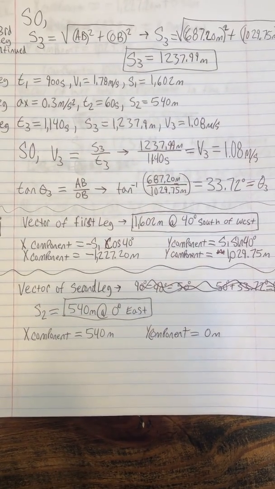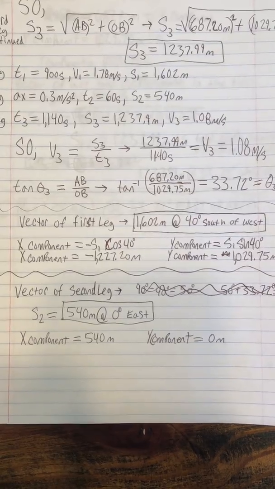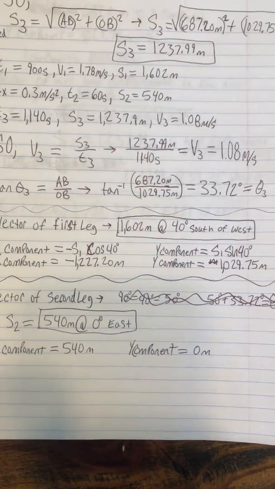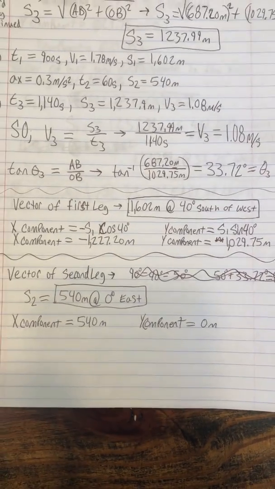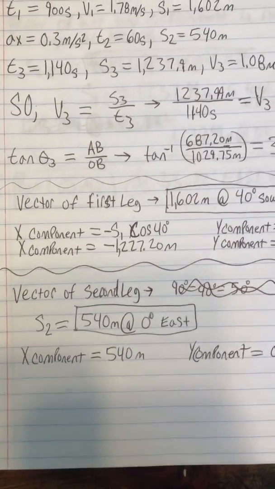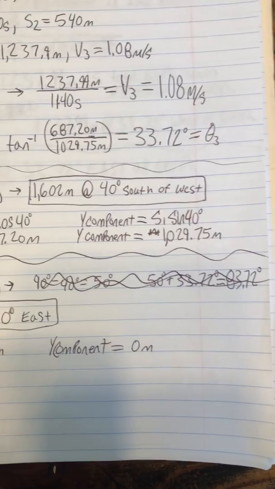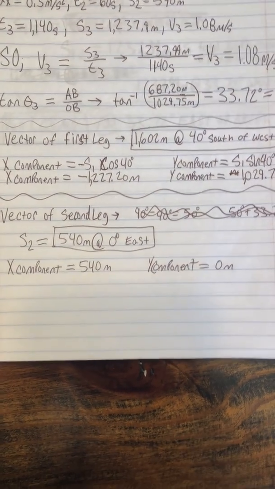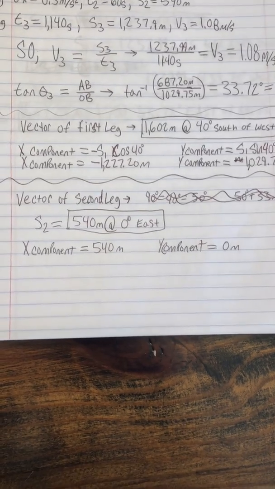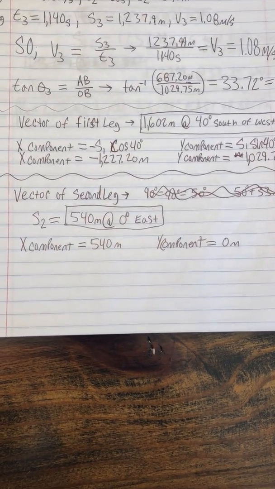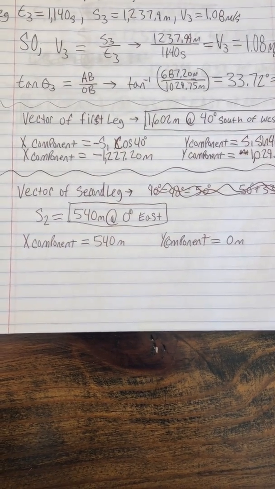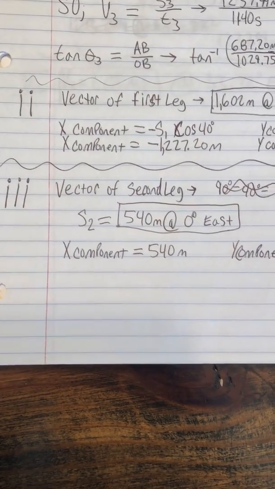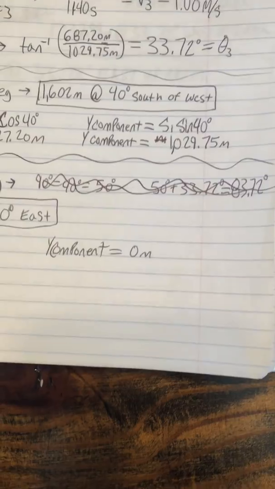So the vector of the first leg is 1,602 meters at 40 degrees south of west. The X component and the Y component. The vector of the second leg, S2, equals 540 meters at 0 degrees east. The X component is 540 meters, and the Y component is 0.